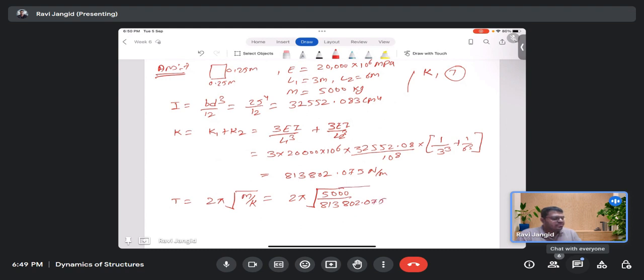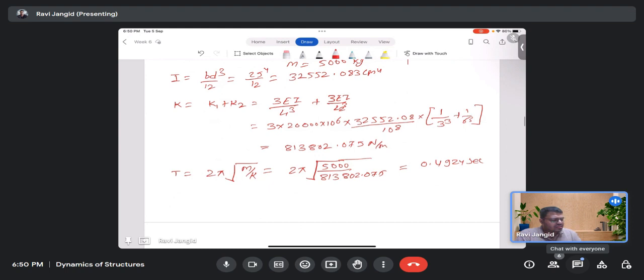Okay. So can you give me the time period now? Anyone can give me the time period of the structure? 0.492. So that is coming 0.4924 second. Okay. Now let me calculate omega n because that will be needed further. That will be 2 pi by Tn, which comes out to be 12.75.